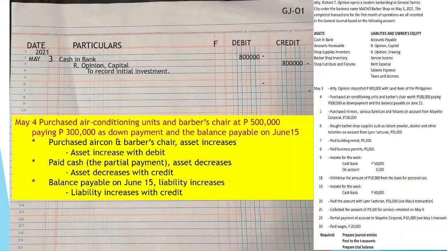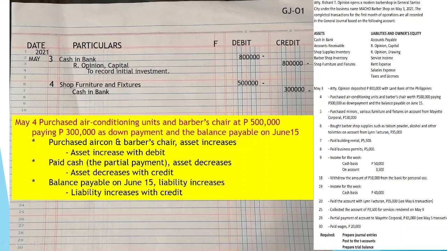After we successfully analyze the transaction, we have to choose the appropriate account titles to be used in recording this transaction. For the debit, this is aircon and barber's chairs. Take a look under the assets column here in the chart of accounts. The most appropriate one is here, the shop furniture and fixtures. Therefore, our entry would be a debit to shop furniture and fixtures. The amount is 500,000. And we have a credit of cash in bank, 300,000. To make it balance, we still have one more.